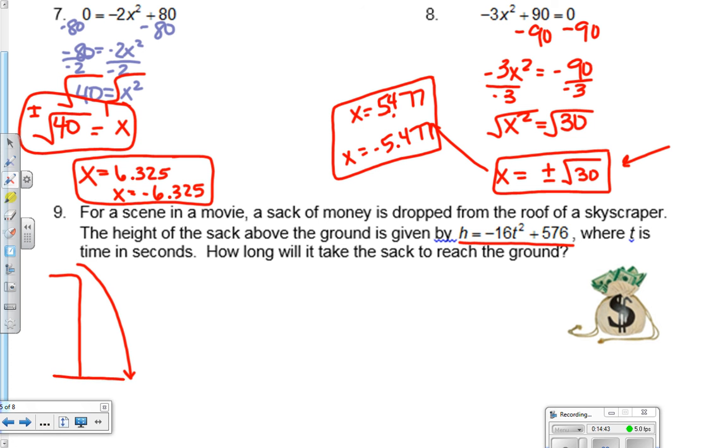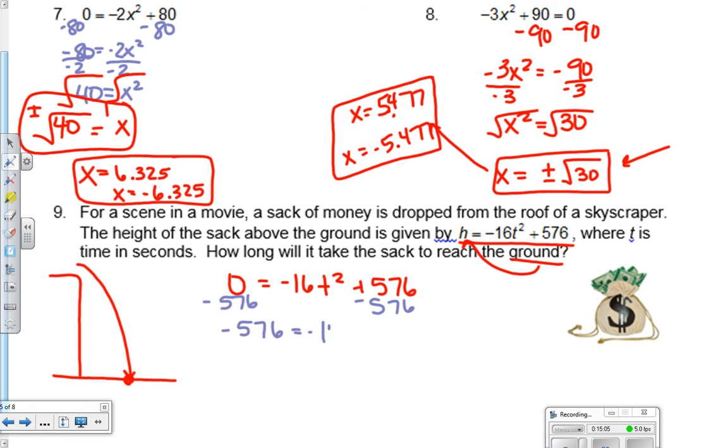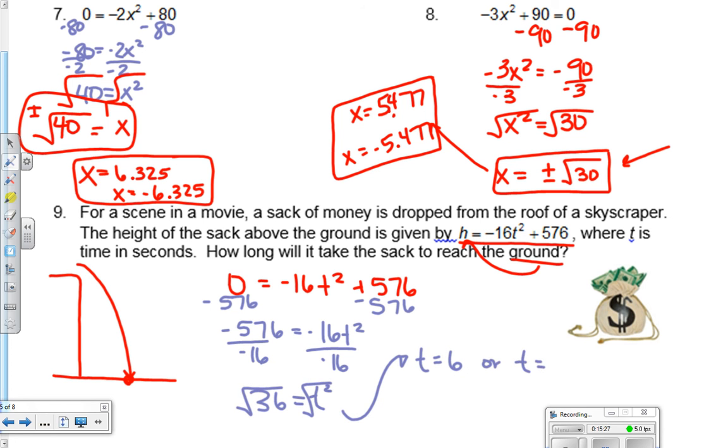Well, again, the ground is like our x-axis. We're looking for a root again. So if we're talking about the ground, that means the height here has to be 0. So 0 equals negative 16t squared plus 576. So again, I just work backwards like I've been doing this whole time. Subtract 576. Divide by negative 16. And t squared equals, what is it, 36? 36. Okay? So at this point is when I can take my square root. And I remember that t can be either 6 or negative 6.